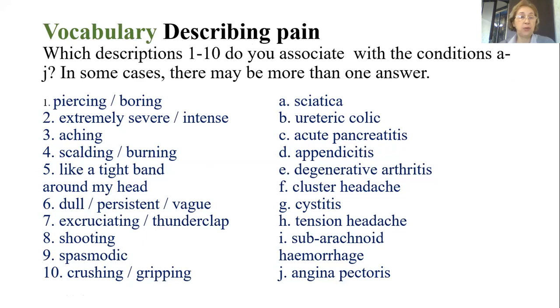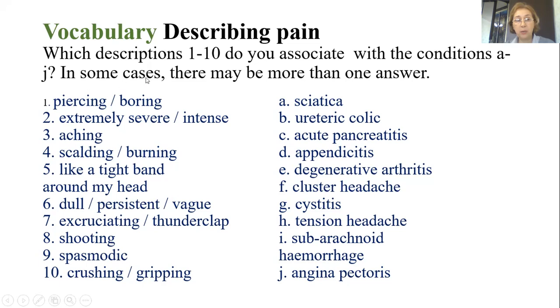So the adjectives are given to the left, like piercing, boring, extremely severe, intense, aching, scalding, burning, and so on. This is very important for the doctor to understand, to ask questions about the character of pain, just to make the right diagnosis. So we should understand what kind of conditions this pain is associated with.